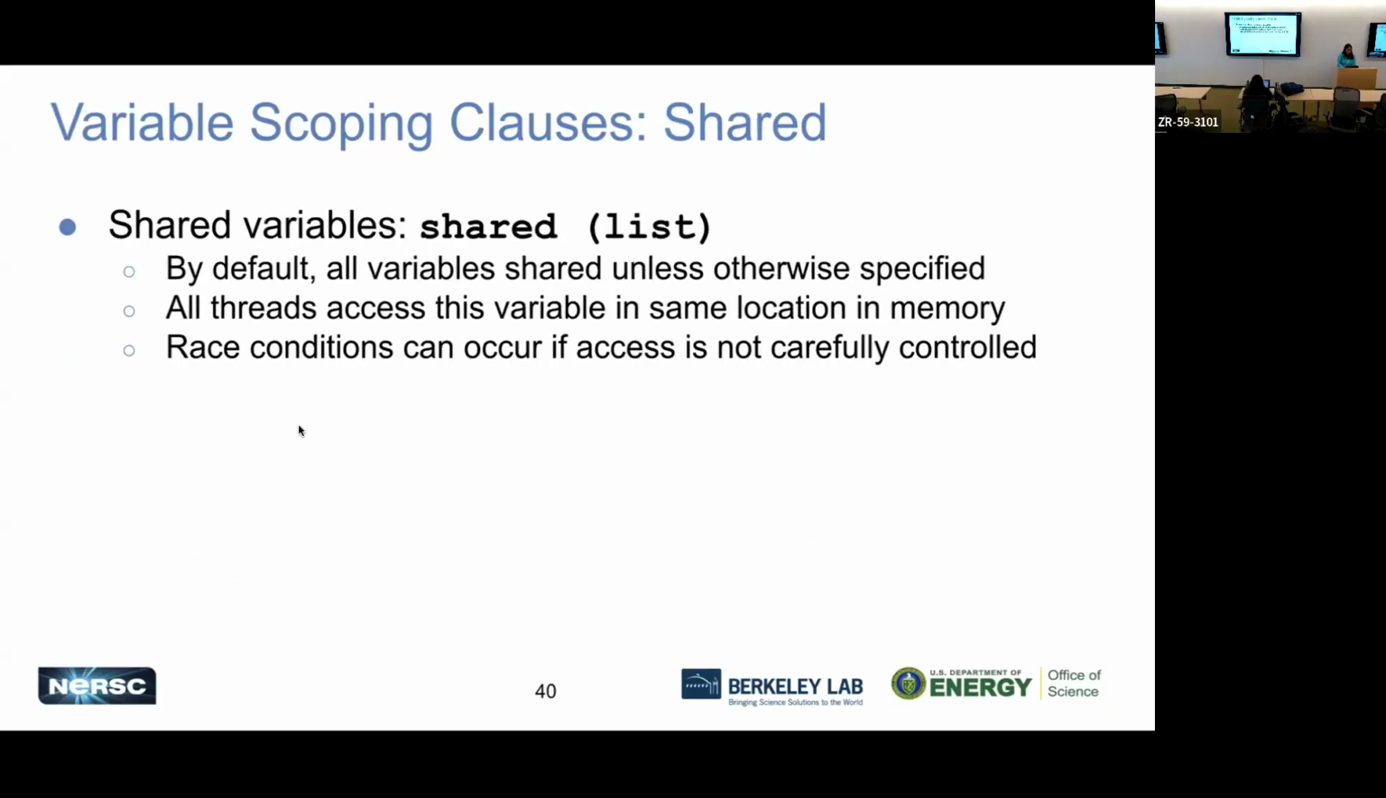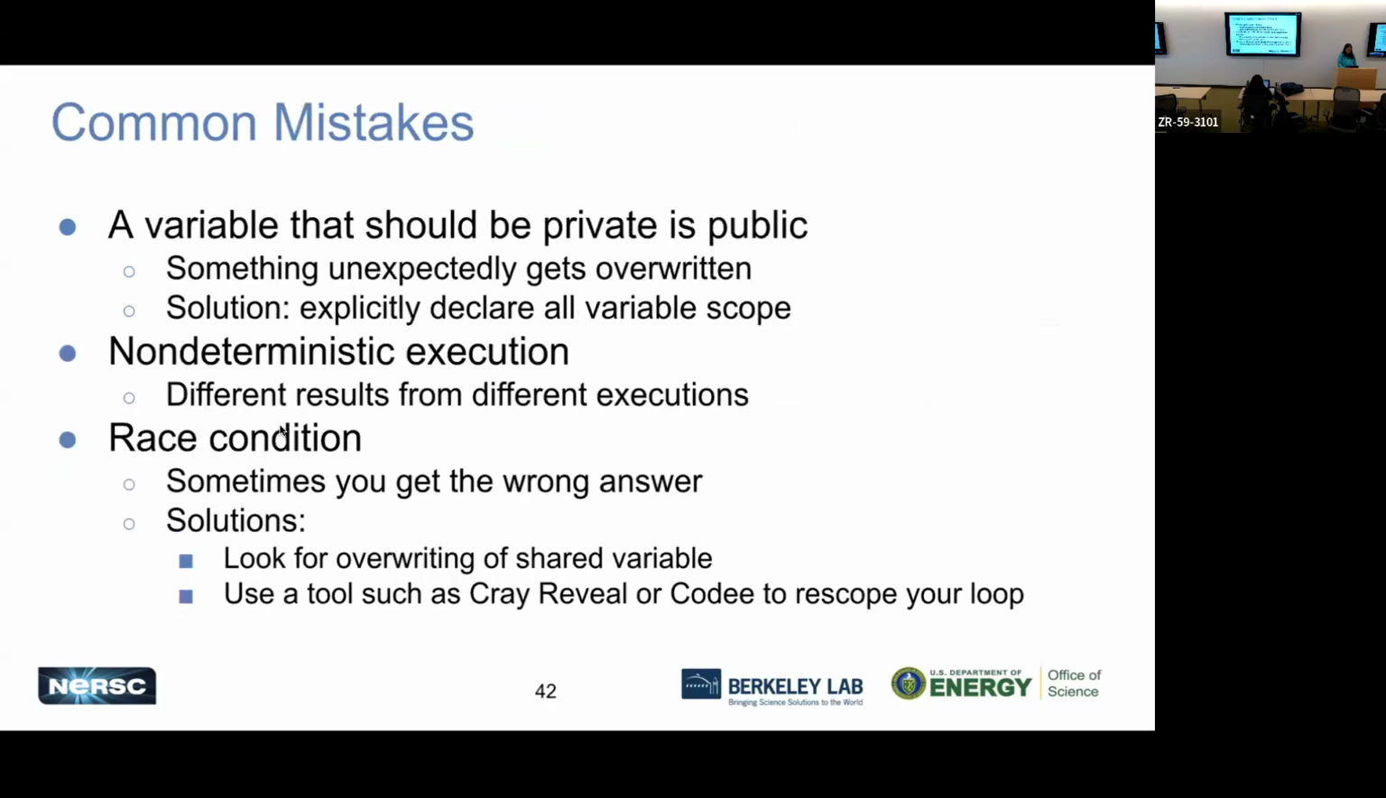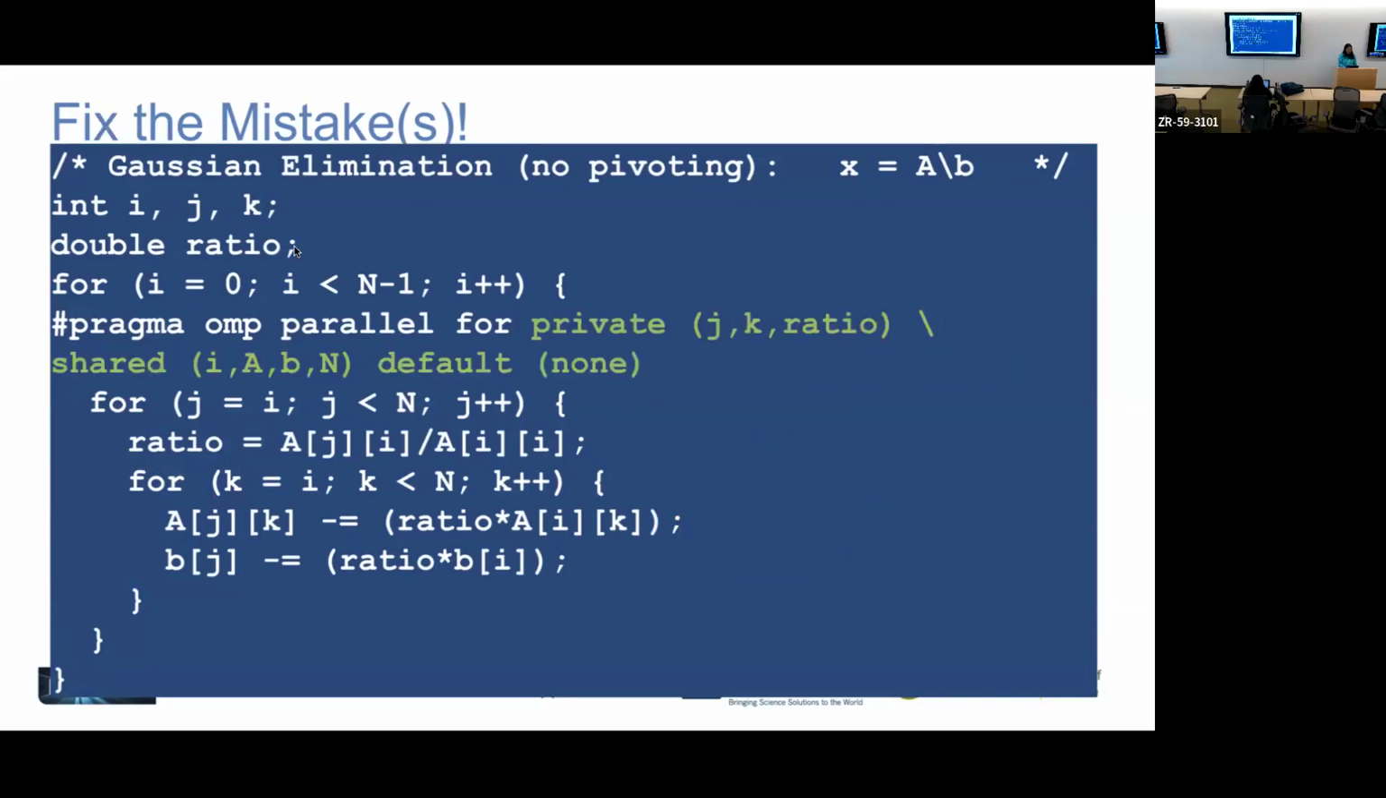If you say int ratio, the things declared, by default, very local variables within a subroutine call are private. Variables declared within an external parallel region are private. So, like you said, if I define my int ratio here, then it becomes private. But my ratio is defined here above the parallel region, so that's shared by default.